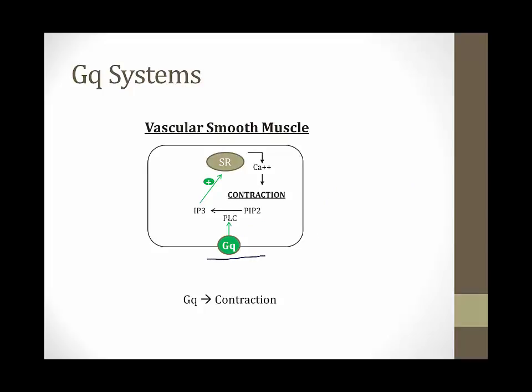GQ proteins activate an enzyme called phospholipase C, which synthesizes IP3, which, as we just talked about, is one of the major second messengers. It activates the sarcoplasmic reticulum to release calcium, and that leads to more contraction. So GQ proteins lead to contraction of vascular smooth muscle.